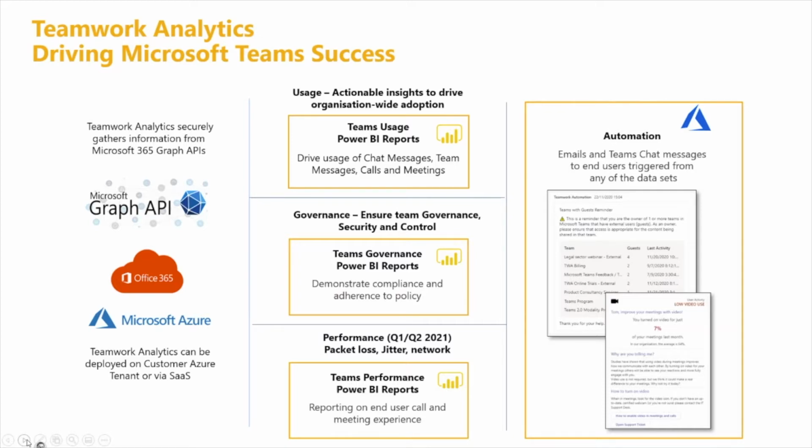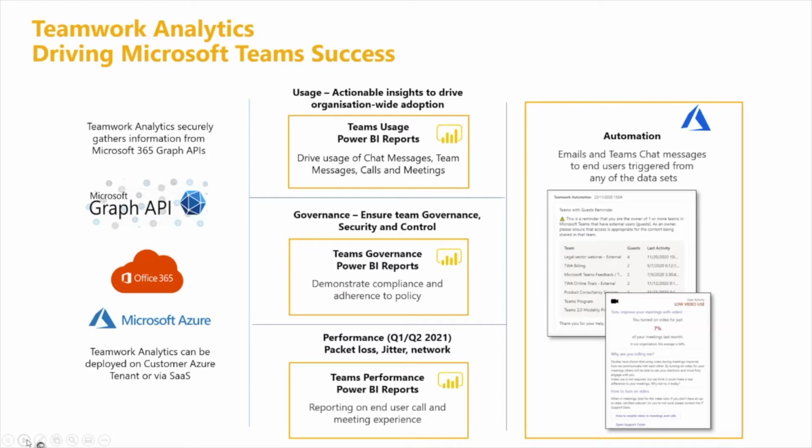We do automation from that. So we can ping people direct messages in Teams, be that best practice around adoption, be that reminders about governance and following standards. For example, you've added a guest to this team, a reminder you're responsible for the data they can see, or this team hasn't been used in X days, it might be time to archive this team.